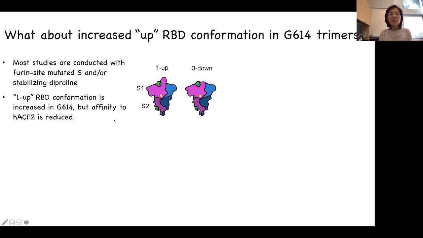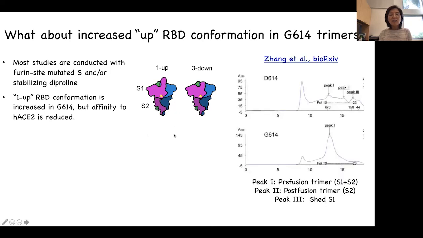And one Cell paper published that not only is the one-up population increased, but they saw 2-up and 3-up in G614, while all other papers or other structural biologists never saw a 2-up or 3-up population. So the 2-up and 3-up populations are total artifact, and they are probably on the way to disintegrating.